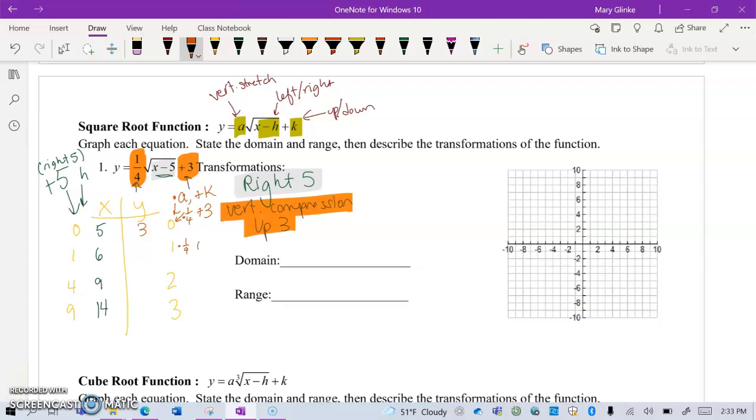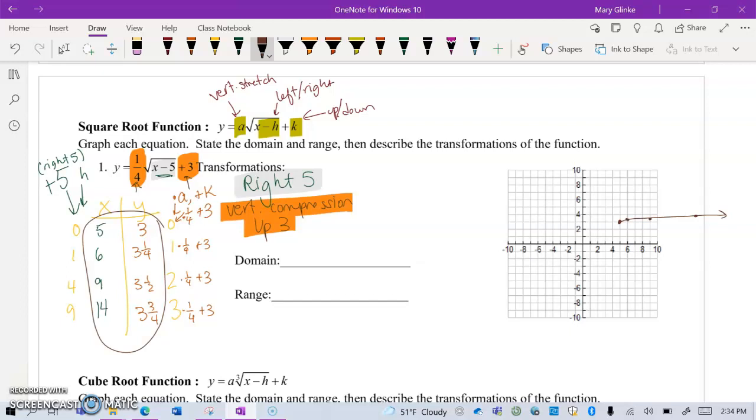1 times 1/4 plus 3 is 3 1/4. 2 times 1/4 plus 3 becomes 3 1/2. And 3 times 1/4 plus 3 is 3 3/4. These new ones, whatever you get on the inside, this is your new table of values. So your first point is 5, 3, then 6, 3 1/4, and then 9, 3 1/2, and then 14 is way over here. This is what our new graph looks like.